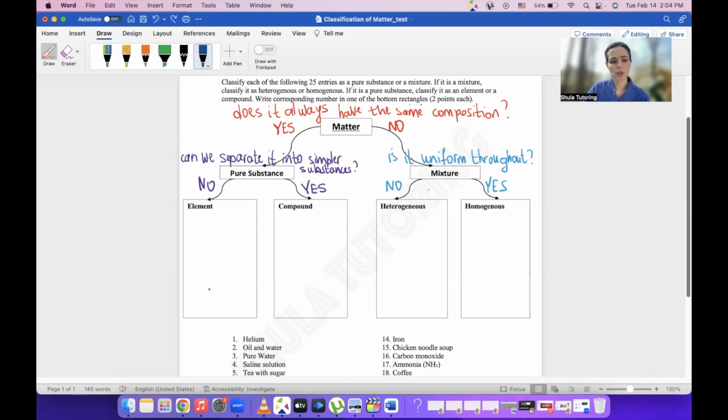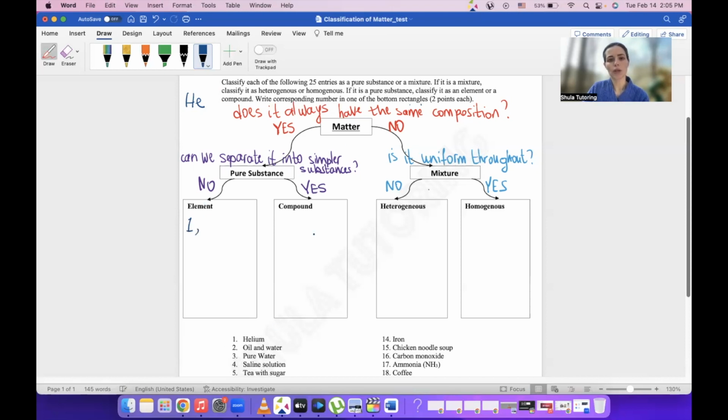So let's start with the first one here, helium. Does it always have the same composition? Is helium the same everywhere? The answer is yes. Now, can we separate it into simpler substances? Is it one type of atom or two or more types of atoms? It's just helium, right? He. It's just one atom that we can find on the periodic table. So it's an element. We cannot separate it into simpler substances by chemical means. So we write 1 here.